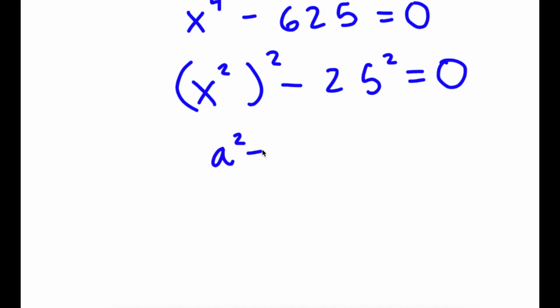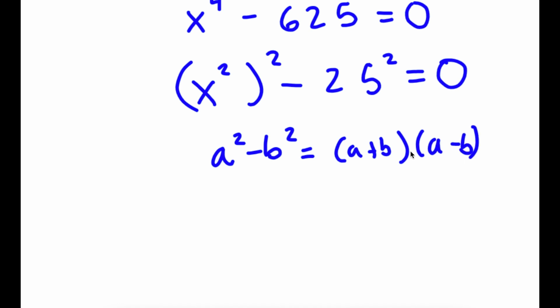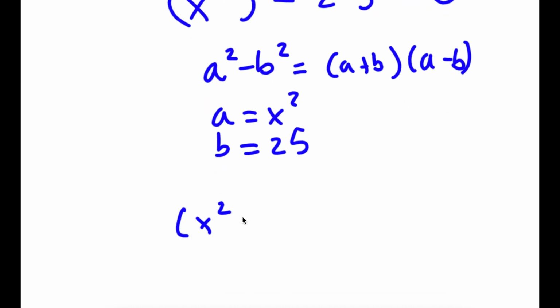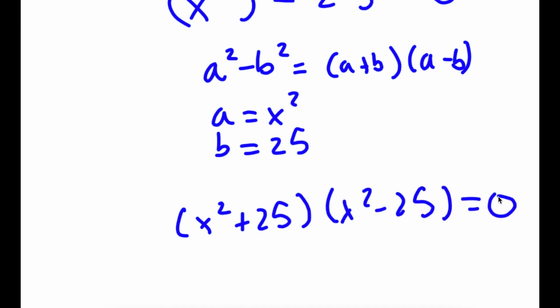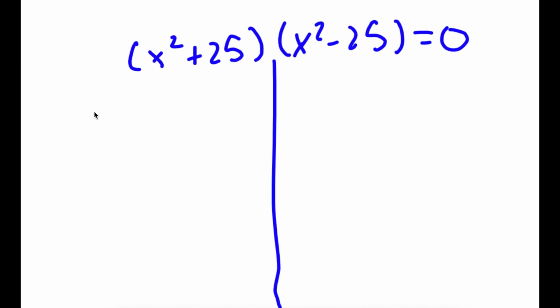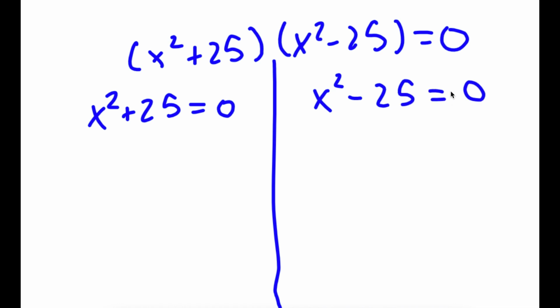Now, if I have something in the form a squared minus b squared, this is equal to a plus b times a minus b. So in this case, a is x squared and b is 25. So now I have x squared plus 25 times x squared minus 25 is equal to 0. So this is actually going to give me two equations. My first equation is x squared plus 25 is equal to 0. My second equation is x squared minus 25 is equal to 0.